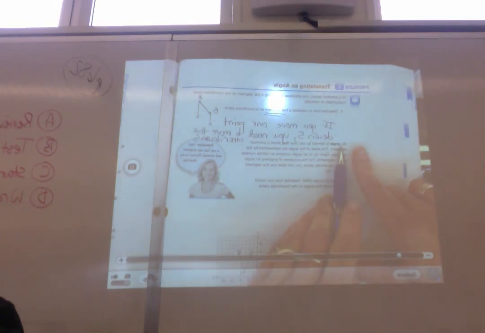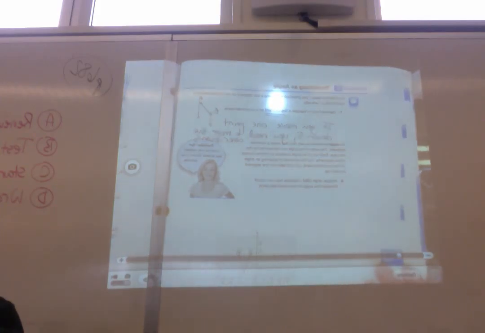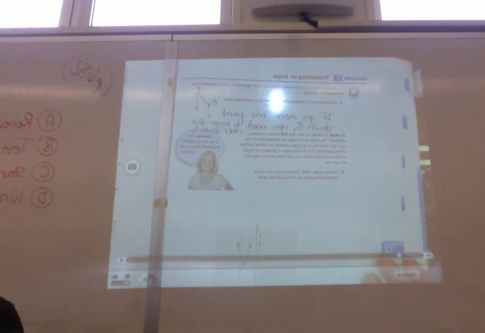Molly, could you read for us? An angle is formed by two rays that share a common endpoint. The sides of the angle are represented by the two rays. Each ray of an angle contains an infinite number of line segments. For the purposes of graphing an angle on the coordinate plane, you will label a line segment on each ray. Analyze angle DBM. Describe how you would translate this angle on the coordinate plane.